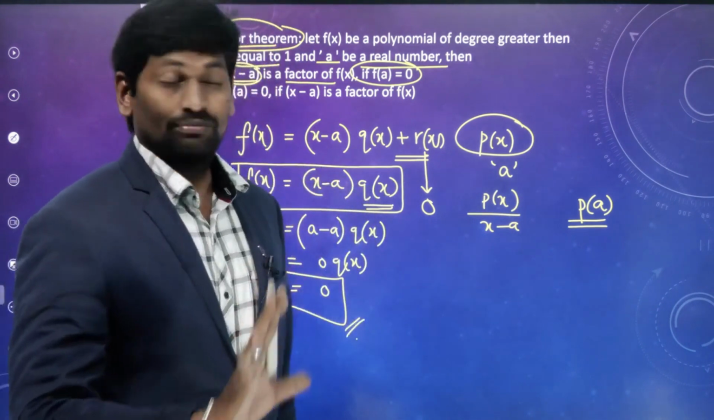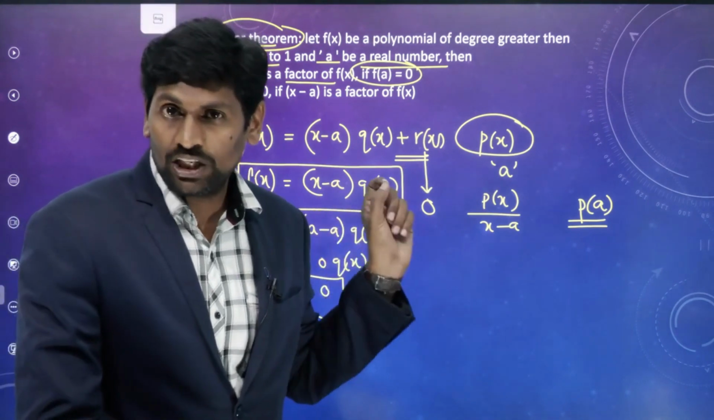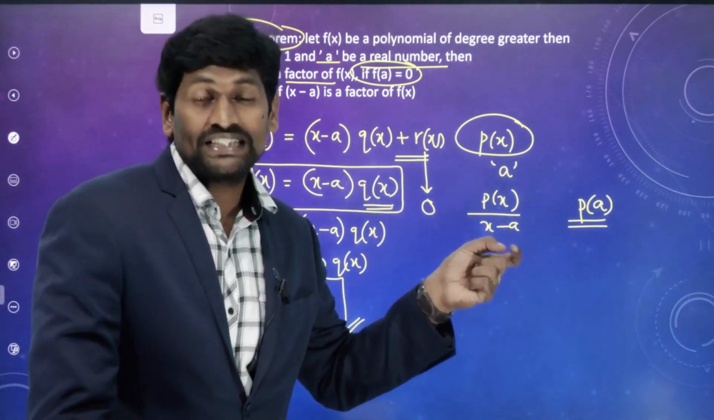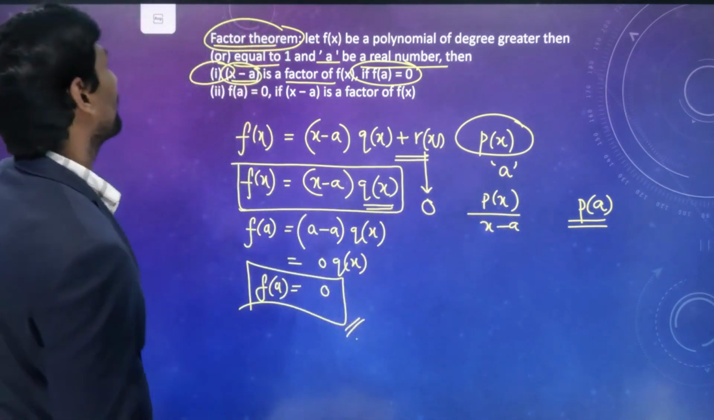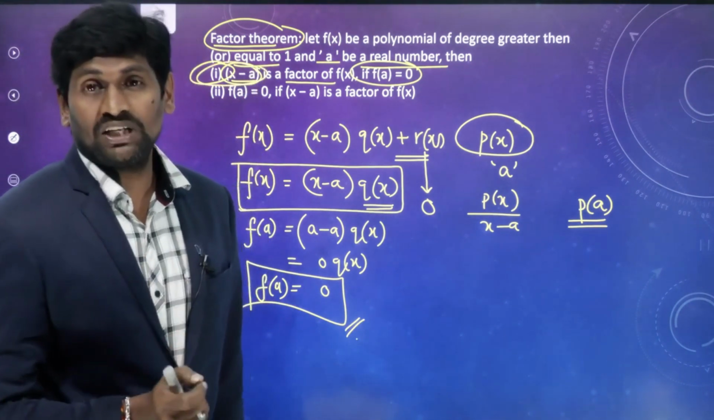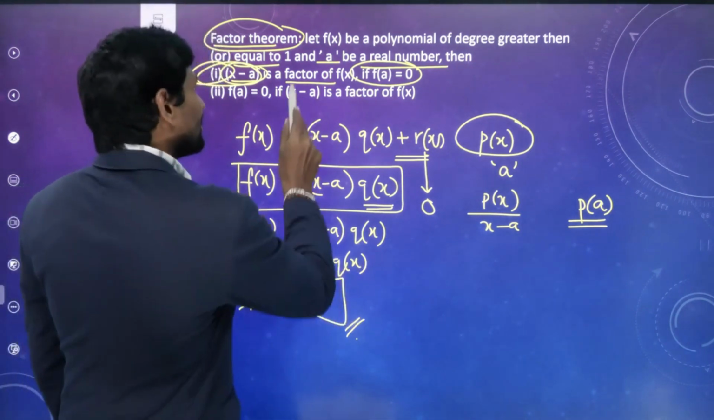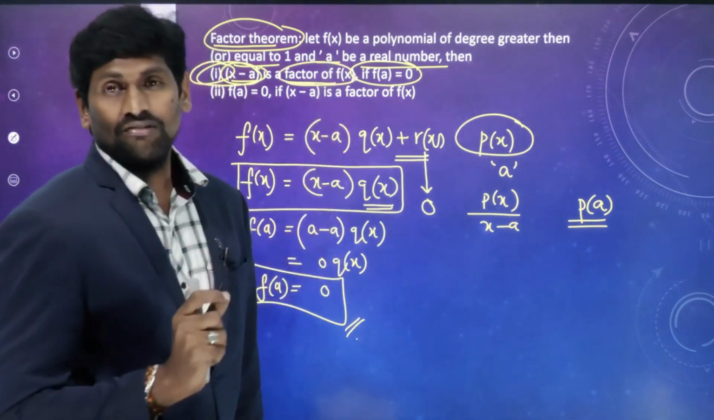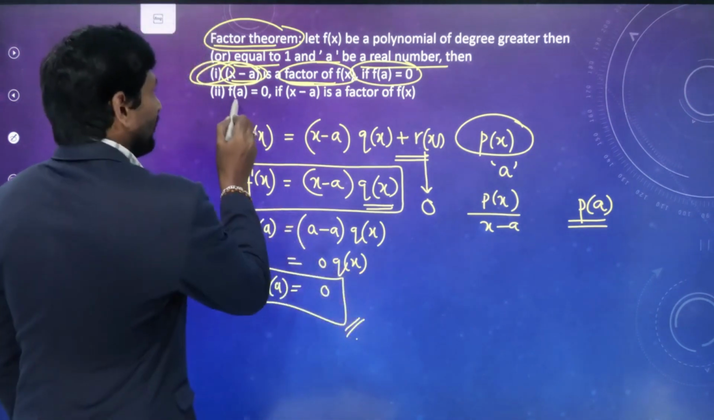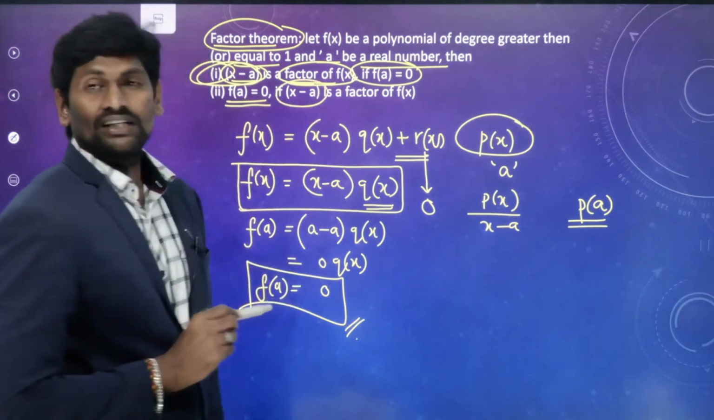Simply, the factor theorem is: if you take any polynomial whose degree is greater than or equal to 1, and a is any real number, and f of x is divided by x minus a, then f of a equals 0, when x minus a is a factor of the polynomial f of x. Factor means it is not leaving any remainder when you divide by x minus a. In the same way, if f of a equals 0, then x minus a will be the factor.